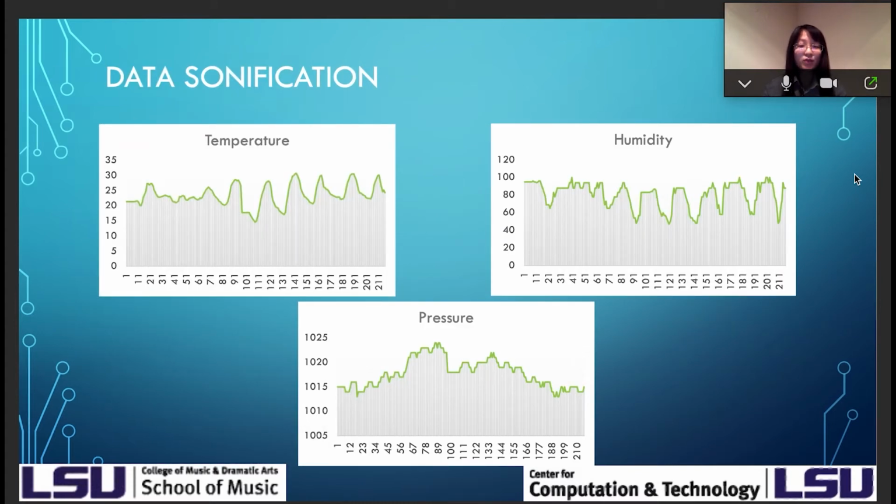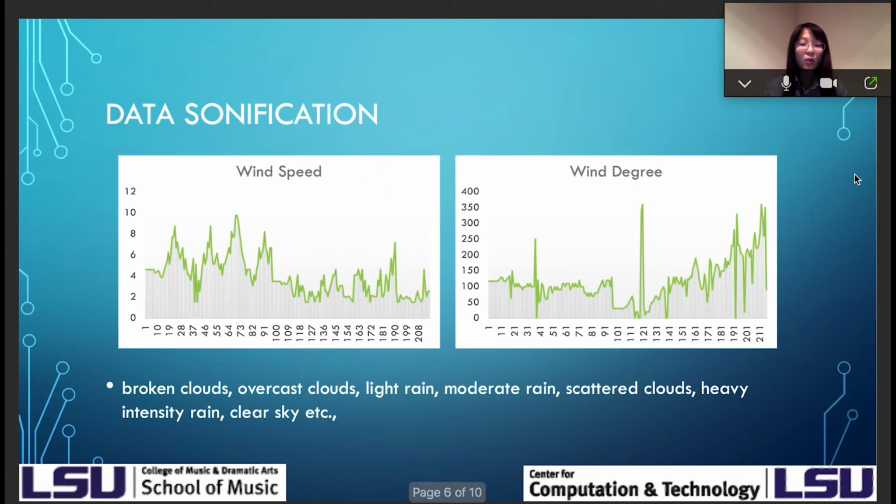Six data were retrieved through Open Weather API, including the temperature, humidity, pressure, wind speed, wind angle, and weather description. The data are from the city Baton Rouge, and it is where the Louisiana State University is located. Line charts were plotted and show the visual representation of the changes.